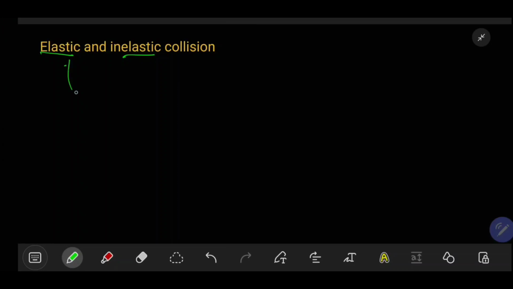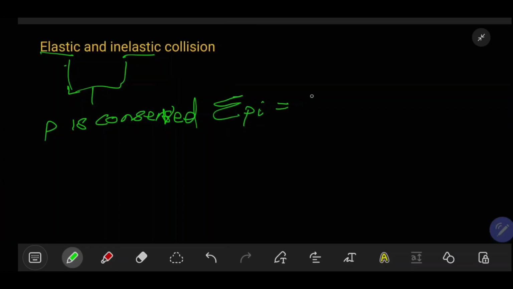So in the two collisions, the one thing that you have to know is that the total linear momentum is conserved. Momentum is conserved in both collisions. When we say momentum is conserved, we mean that the sum of P initial must be equal to the sum of the final momentum.